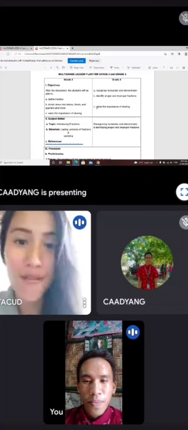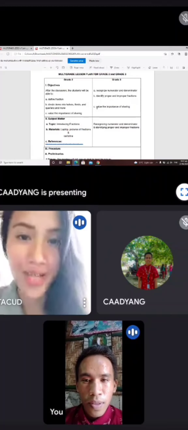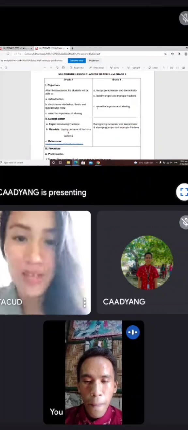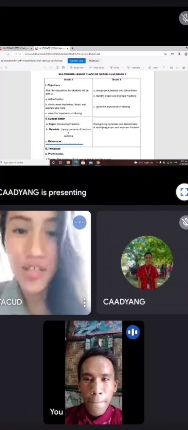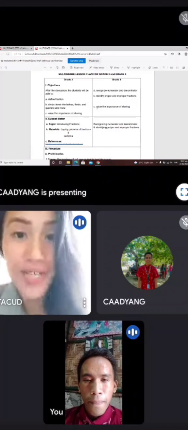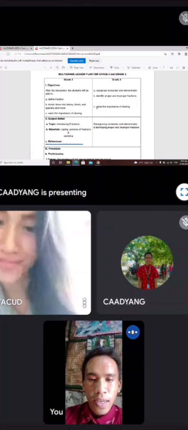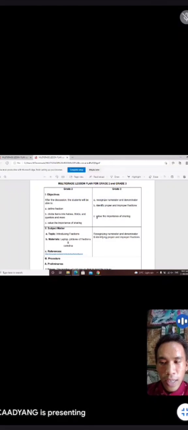So here's the objective. After the discussion, the grade 2 students will be able to define fraction, divide items into halves, thirds, and quarters, and also value the importance of sharing. And for grade 3, the students will be able to recognize numerator and denominator and identify proper and improper fractions and also value the importance of sharing.